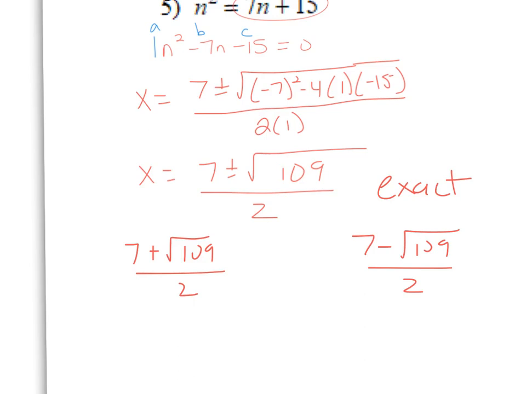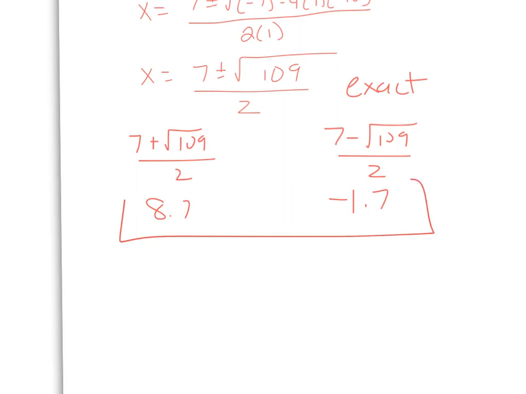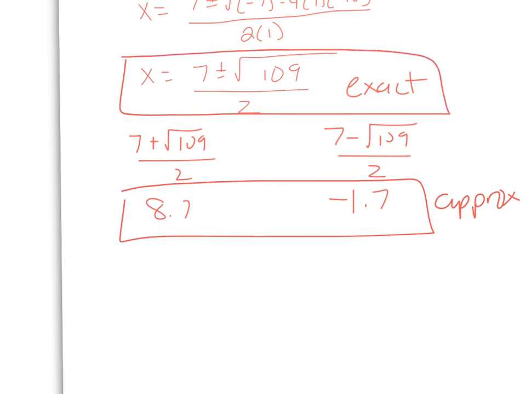So 7 plus the square root of 109 divided by 2 ends up being 8.7. And then I'm going to take 7 minus the square root of 109, divide it by 2, and I end up with -1.7 when I do that. Okay, so these guys right here are your approximate, and this guy right here is your exact.